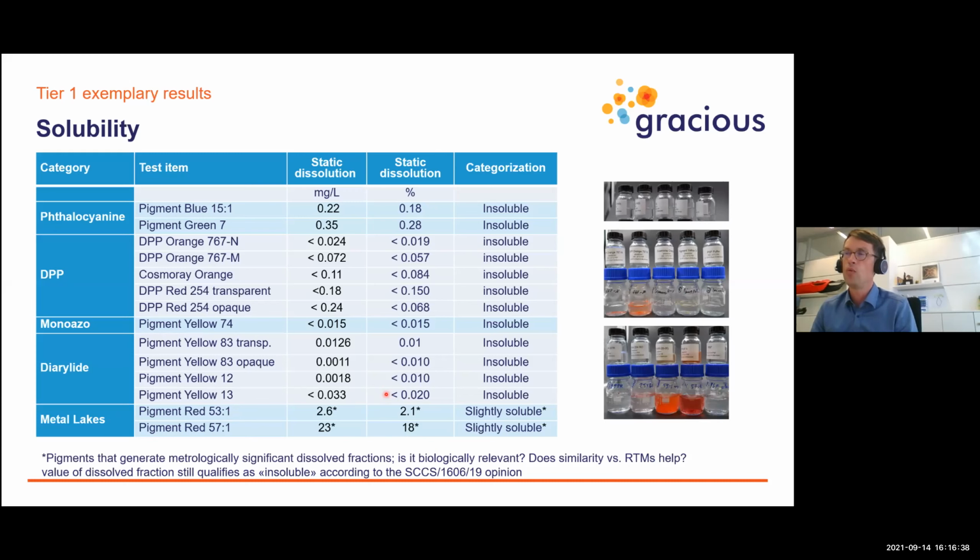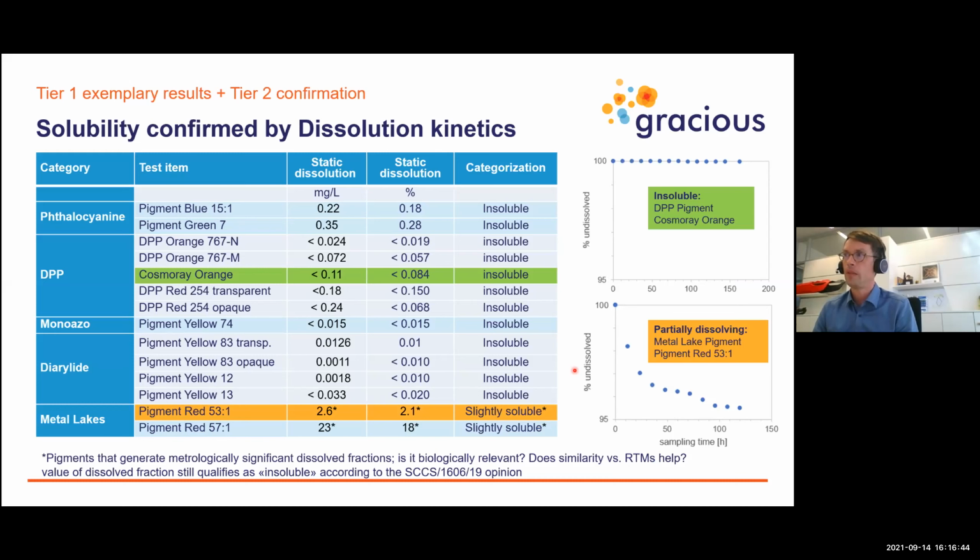For the others, the relatively low dissolution also has to be confirmed then by dynamic testing. So this is a typical example of a dynamic or flow through testing for a really insoluble material. So note that this here is 95%, this is 100%. So you just don't see any dissolution. That specific material here is a diketopyrrolopyrrole.